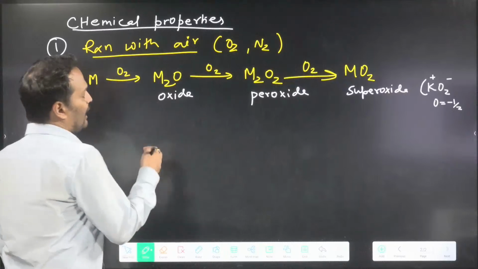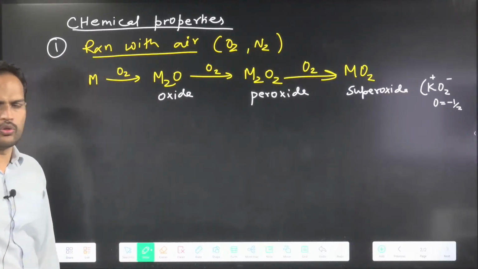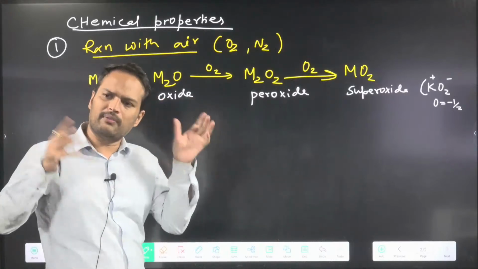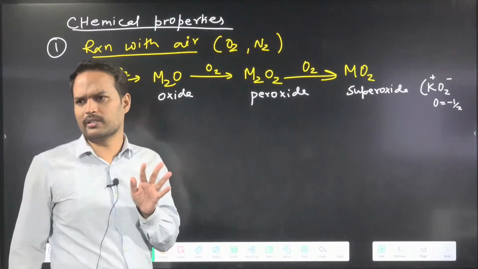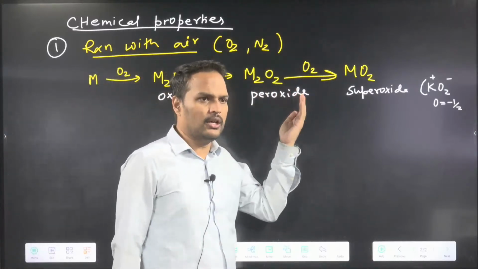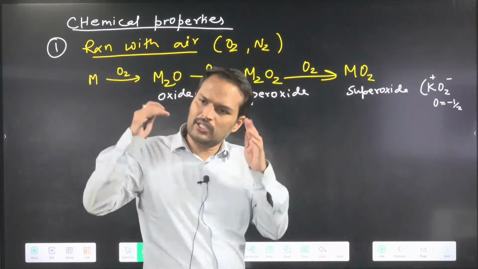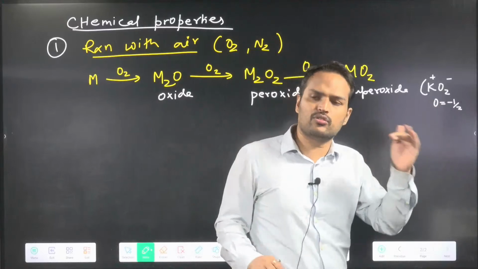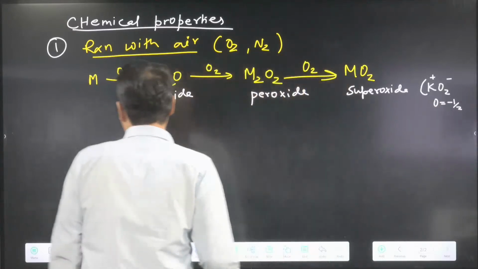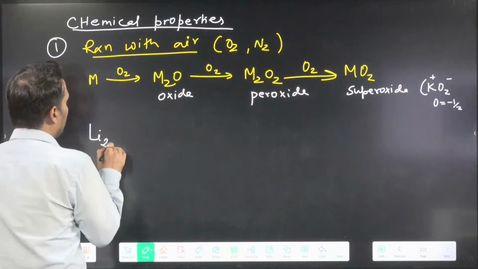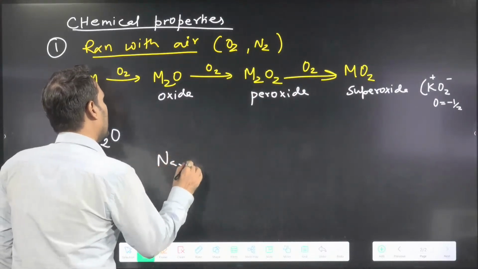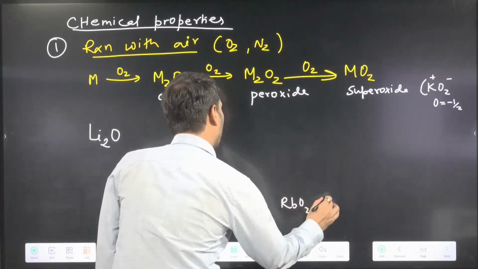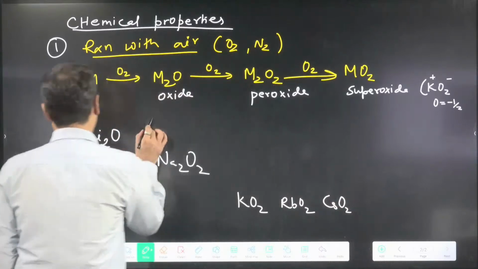Done? Okay. Now the question arises, who will form these compounds? All will form. We know that lithium generally forms oxide, so whatever oxygen you give it, it will stop at oxide. Sodium forms peroxide, so even if you give excess oxygen, it will stop at peroxide. Potassium, rubidium, cesium: give excess oxygen again and it will stop at superoxide. So we say like this: lithium forms oxide, sodium forms peroxide, and potassium, rubidium, cesium form superoxide.